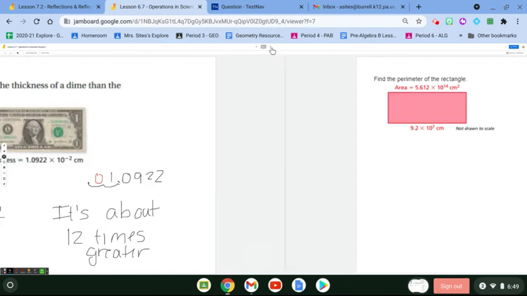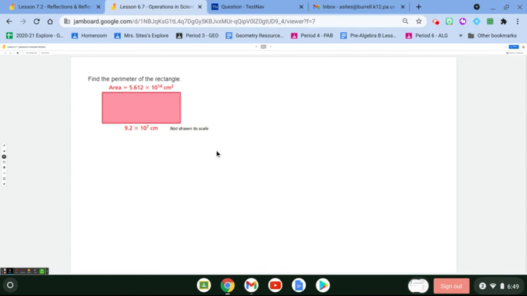There is one last problem. If you look here, it says to find the perimeter of the rectangle, and then it gives you the area. So we're going to try that one out last, and then let's see if you got that one right. To make sure you do this one correctly, it says to find the perimeter of the rectangle. Remember, to find a perimeter, you're adding up all the sides. Well, the perimeter of a rectangle would be taking 2 times the length plus 2 times the width.